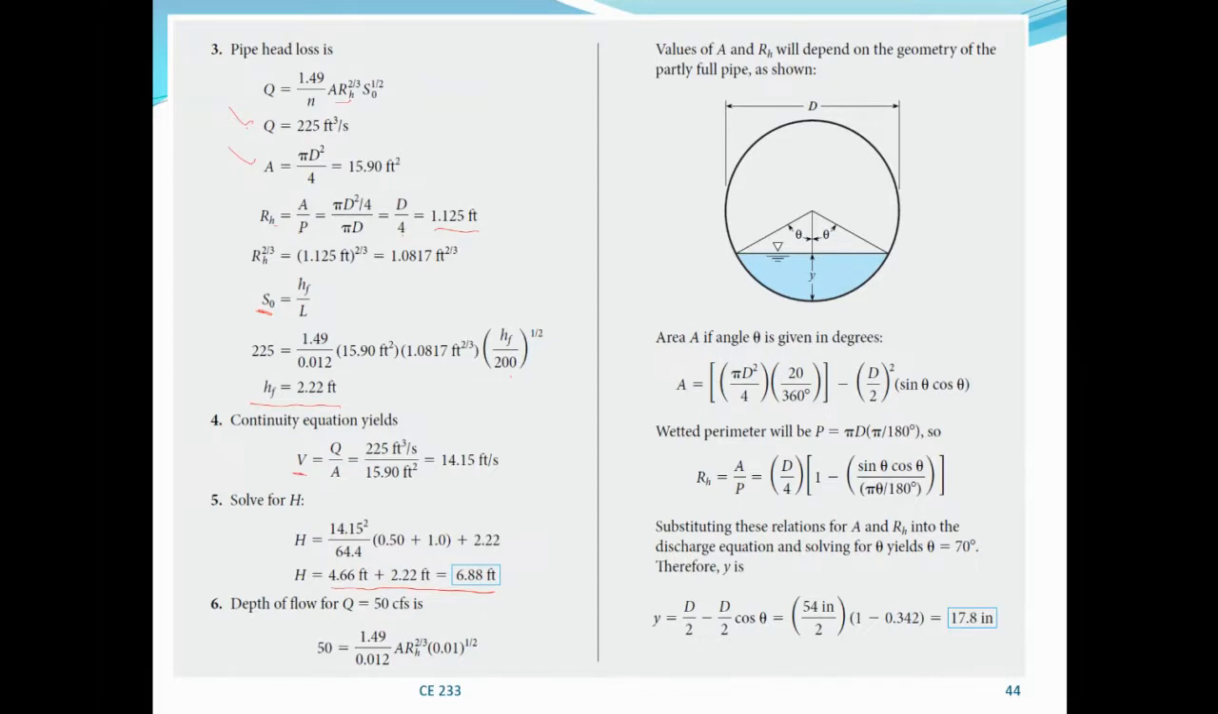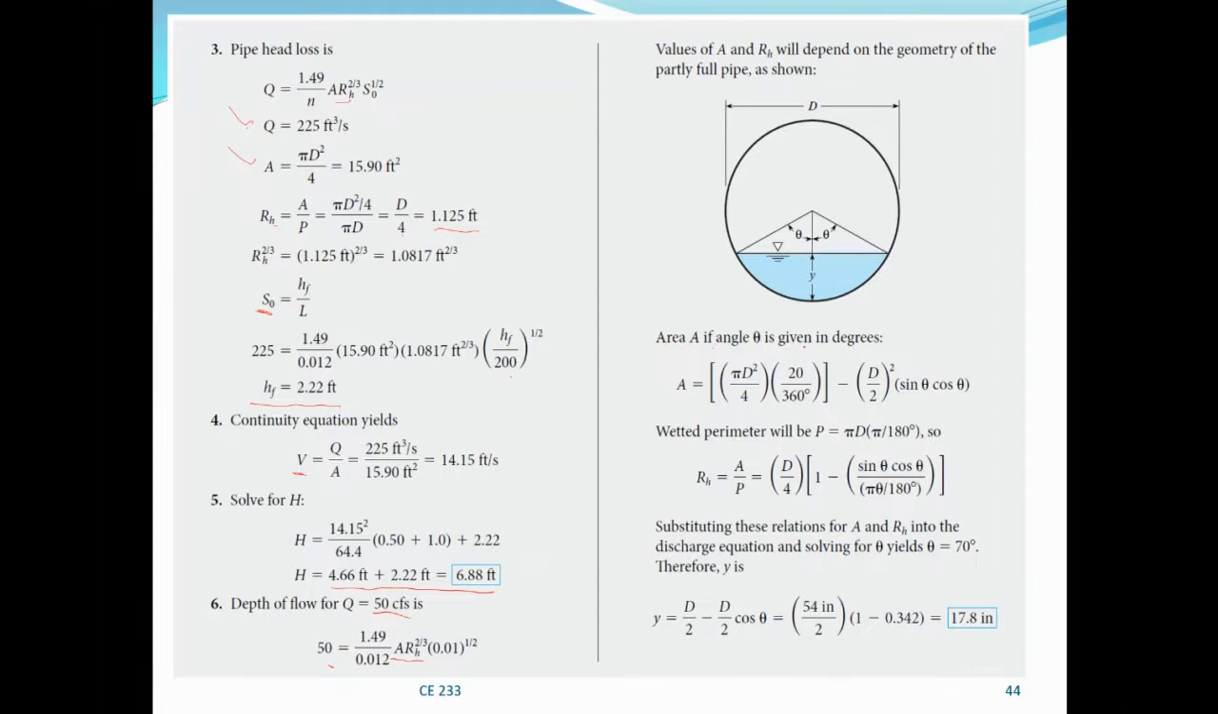Now the next question is to find the depth for uniform flow when Q is 50 cubic feet per second. We still go back to the Manning equation, and in this case we determine the section factor, because it will not flow full in this case. It will be an open channel. So values of the area and the hydraulic radius will depend on the geometry of the partly full pipe. This is the diameter. This is the depth of flow.